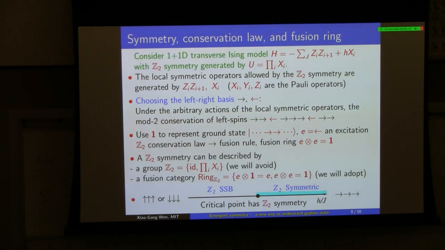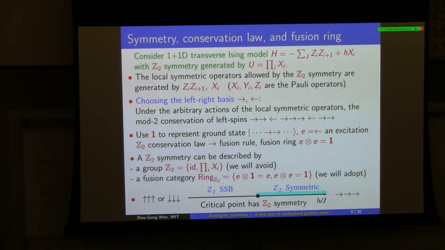So now I try to describe an example to see how this connection may happen. The example I give is just a very simple one-plus-one dimensional transverse field Ising model. This X, Y, Z is just a notation, they are Pauli matrices. So we have the Z spin coupling, nearest neighbor coupling, and we have a magnetic field in the X direction. So that's the transverse field Ising model. Okay, so this has a symmetry. The symmetry is generated by the product of Pauli X operators, which flips spin up to spin down. So this is a spin up to spin down Z2 symmetry.